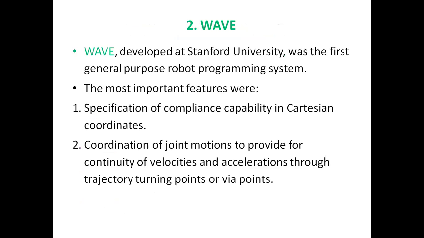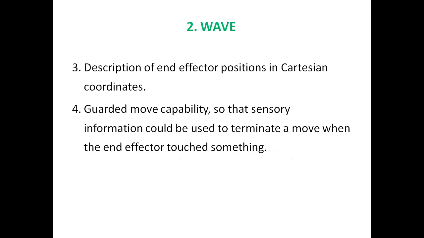Next one we saw is Wave. So Wave has been developed at Stanford University. The most important features: it can go for the compliance with the Cartesian coordinate. Similarly, coordination of joint motions will have a continuity of velocities and acceleration through trajectory turning points. Descriptions of end effector will be in Cartesian and will have a Goddard vocabulary so that sensory information will be used to terminate the move and end effector.